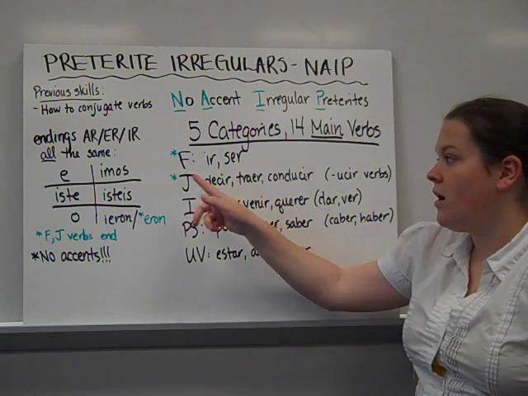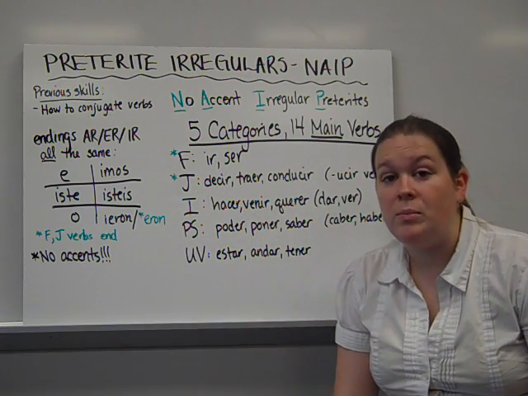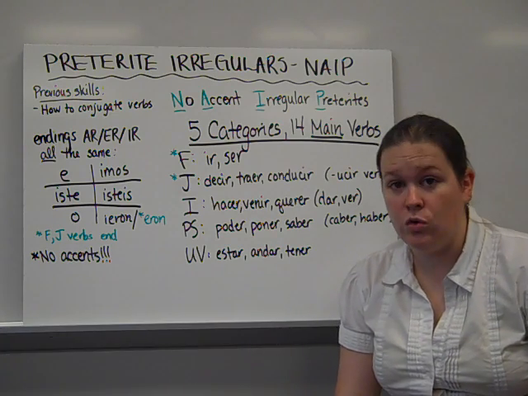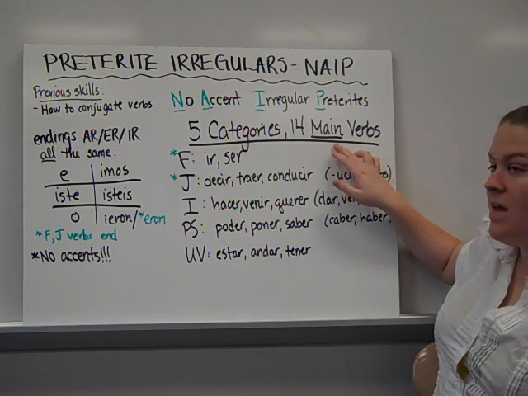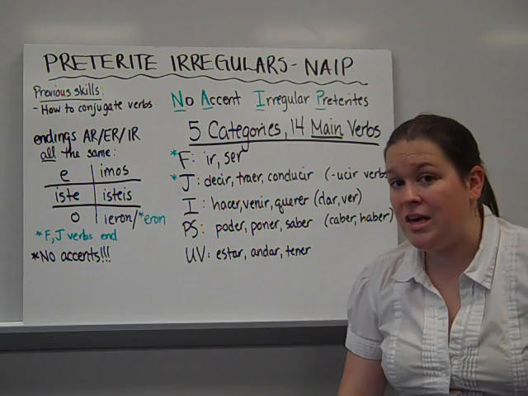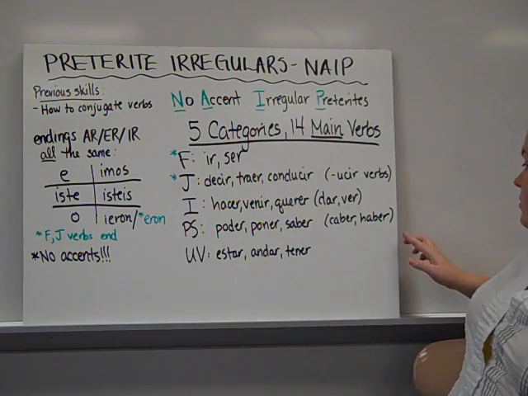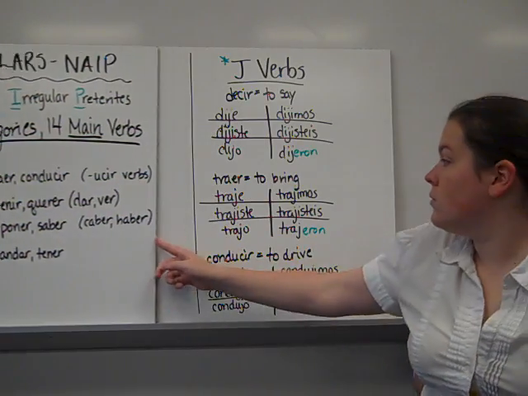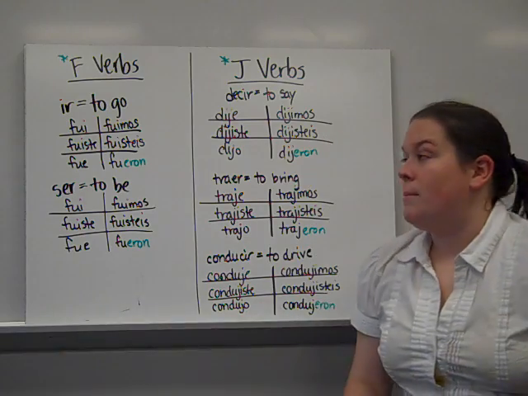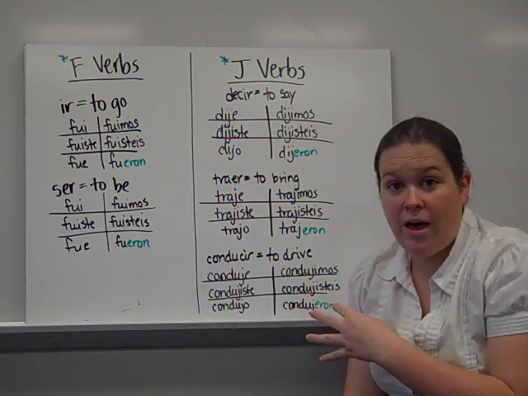The 5 categories are F verbs, J verbs, I verbs, PS verbs, and U verbs. And there are 14 main verbs, although you can see in parentheses there are a couple different verb types and extra verbs for these. Make sure you copy down these charts in your notes. This is something I want you to have.